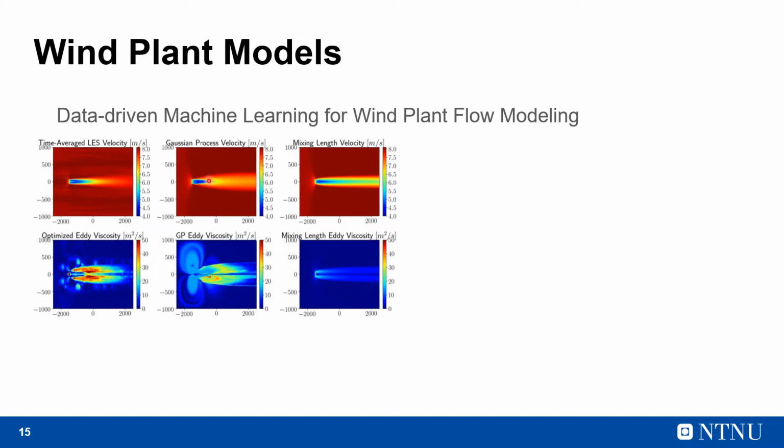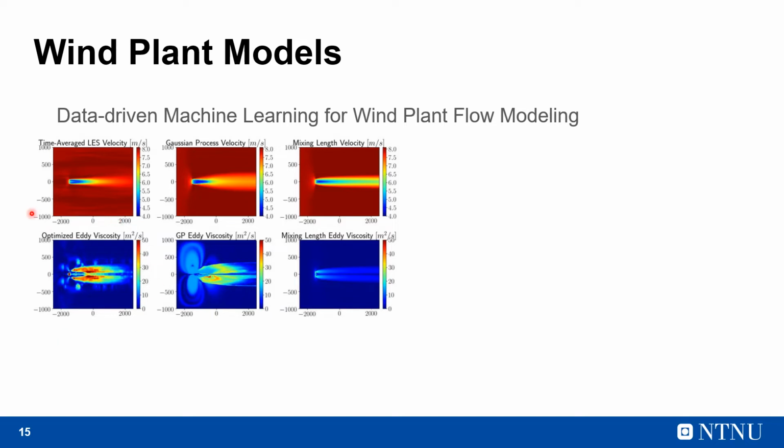Again, we observe that the Gaussian process predicted velocity field is in better agreement with the higher fidelity LES simulations, with the baseline RANS model actually over-predicting the velocity deficit in the far wake region. The second row compares the eddy viscosity fields.